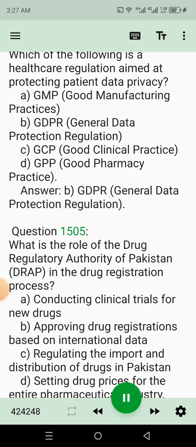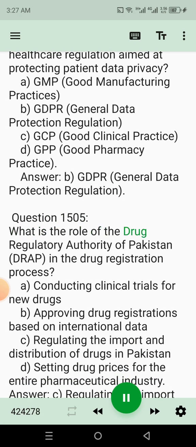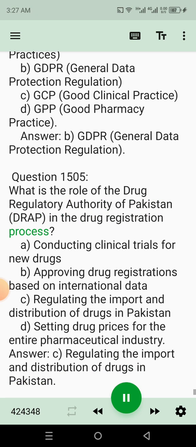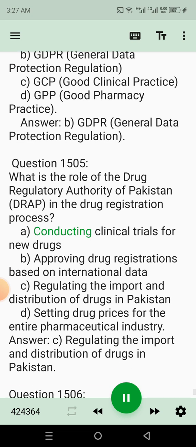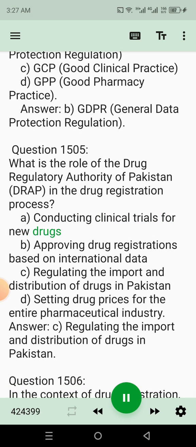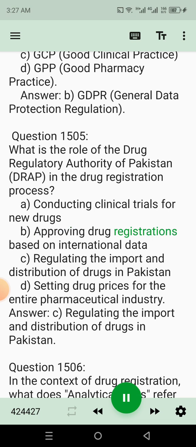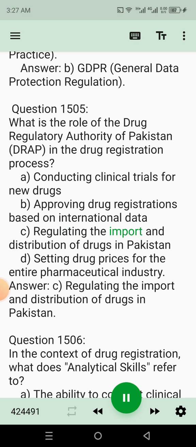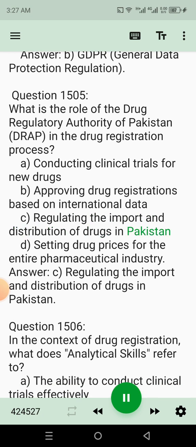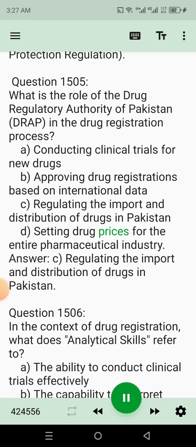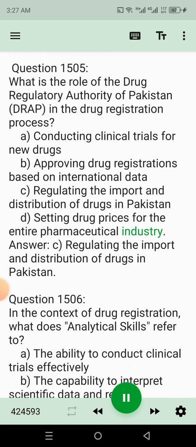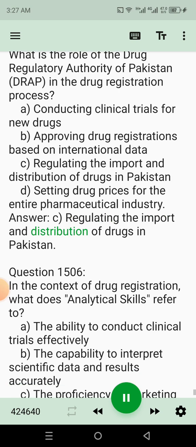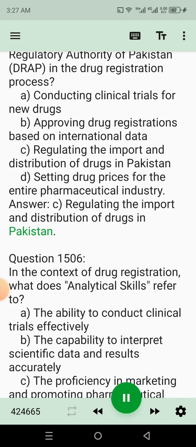Question 1505. What is the role of the Drug Regulatory Authority of Pakistan (DRAP) in the drug registration process? A. Conducting clinical trials for new drugs. B. Approving drug registrations based on international data. C. Regulating the import and distribution of drugs in Pakistan. D. Setting drug prices for the entire pharmaceutical industry. Answer. C. Regulating the import and distribution of drugs in Pakistan.